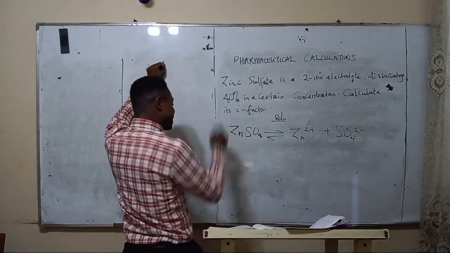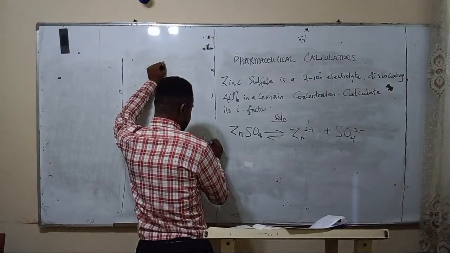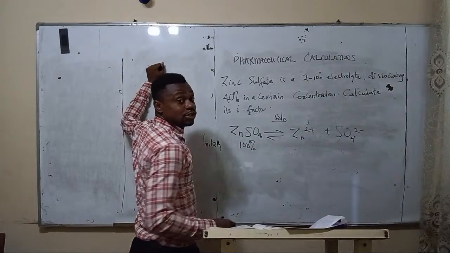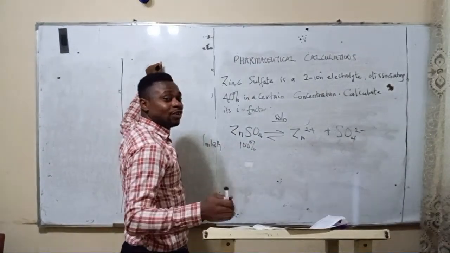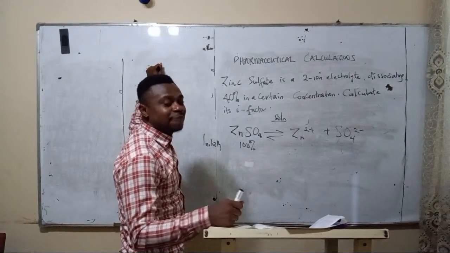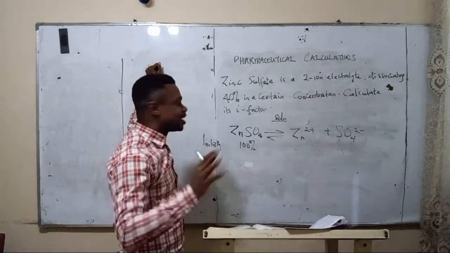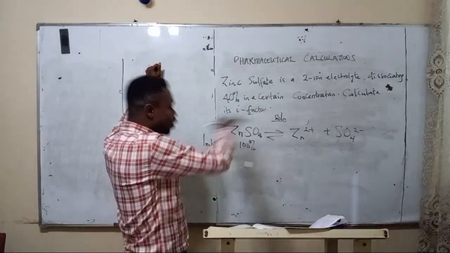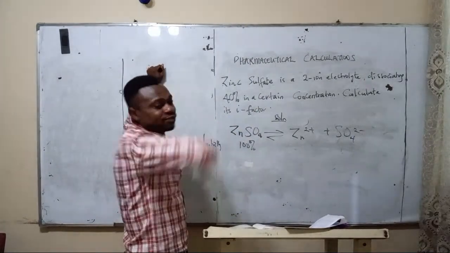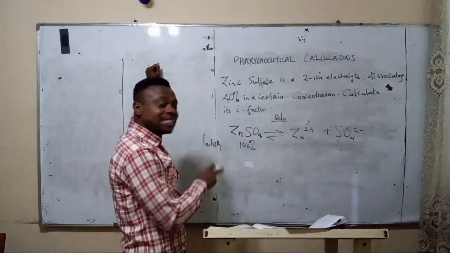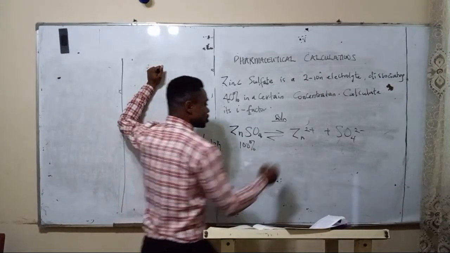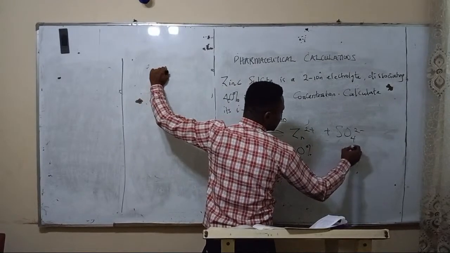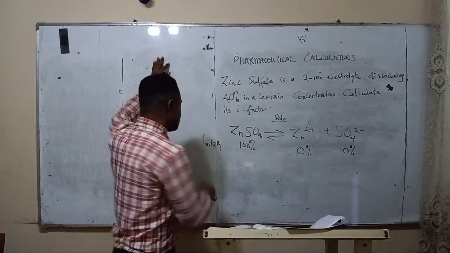Zinc sulfate here initially was 100%. Everything is complete. That will use 100% for the number of particles. If you want the exact number of particles, you would start applying Avogadro's number, but we don't go to that extent. Just call everything 100% when it is complete. But you know that it dissociates. Initially, it was 100%, no dissociation, so here is still 0%, and here is still 0%.